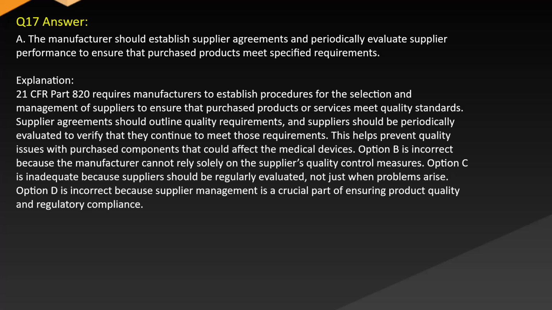Option B is incorrect because the manufacturer cannot rely solely on the supplier's quality control measures. Option C is inadequate because suppliers should be regularly evaluated, not just when problems arise. Option D is incorrect because supplier management is a crucial part of ensuring product quality and regulatory compliance.